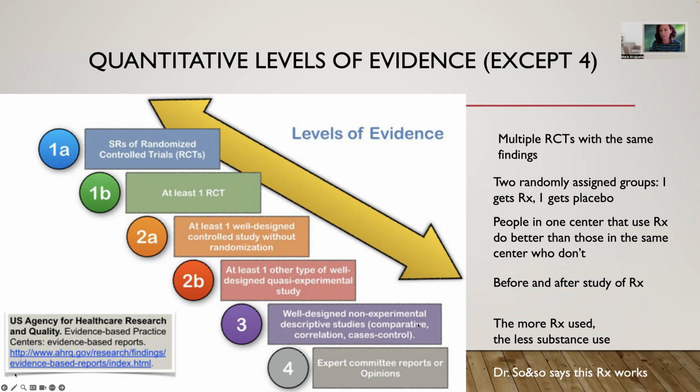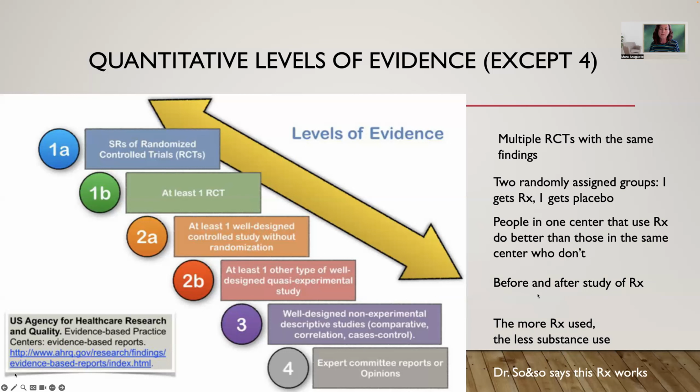Well-designed non-experimental descriptive studies. So this is the idea that the more the treatment is used, the less the substance abuse. So if we take one group of people and we look at how many sessions of treatment they went to, right? And then the amount that they're using. And we find that the more sessions of treatment they go to, the less that they use. That is a negative correlation. And that's evidence, but it's not great evidence, okay? Because it may be that a certain type of person is going to treatment more and the treatment is not causing them to reduce use. It's that this personality factor or some other factor, okay? Because we are not randomly assigning to groups.